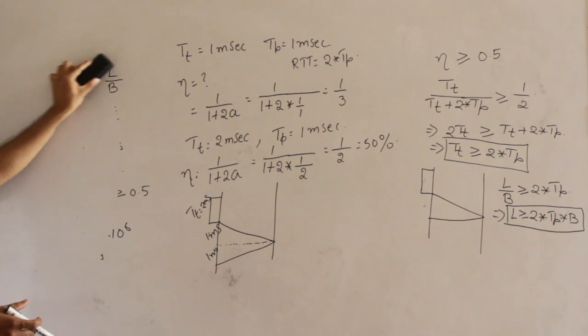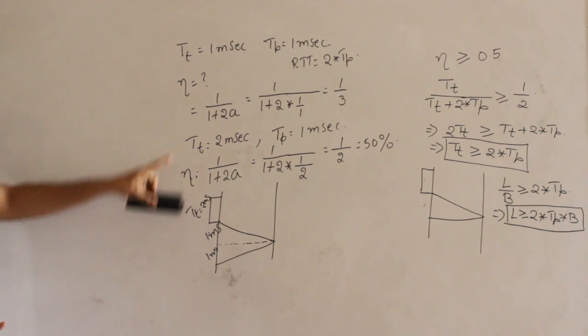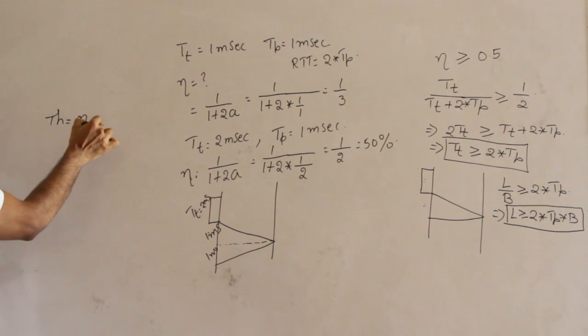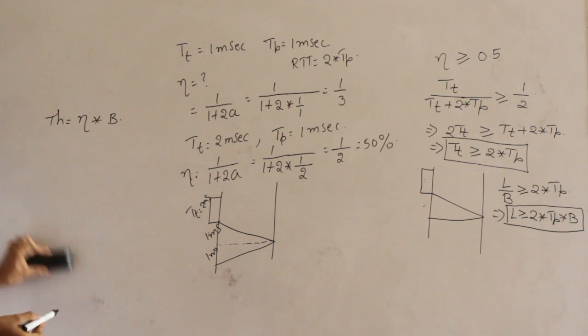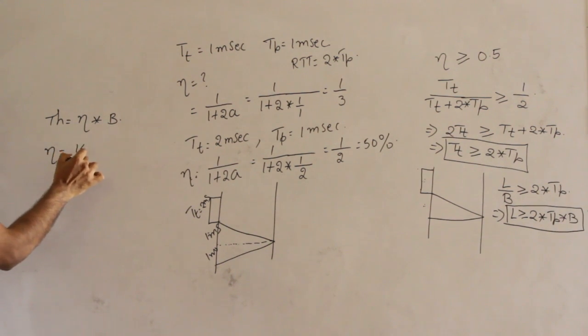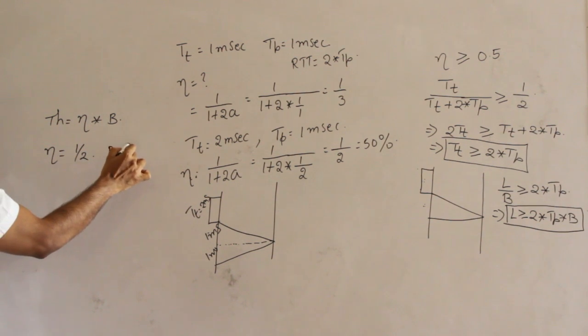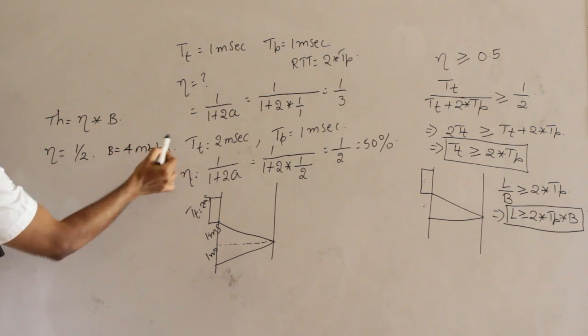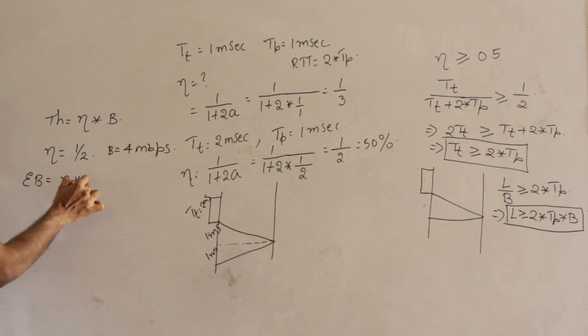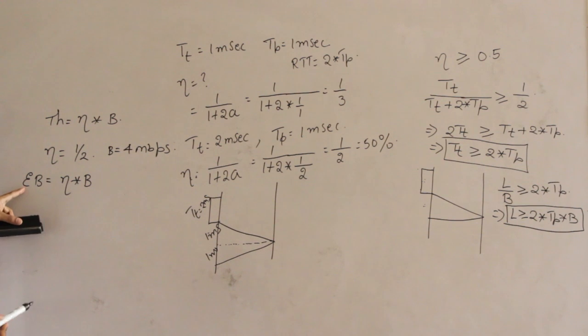And one thing is, once you have computed the efficiency, you can even compute the throughput. So throughput is nothing but efficiency into bandwidth. So let's consider this case where the efficiency is 50%. If efficiency is 50% and bandwidth is 4 Mbps, then what is effective bandwidth? Effective bandwidth is nothing but efficiency into bandwidth. Either effective bandwidth or bandwidth utilization or throughput, everything is efficiency into bandwidth.